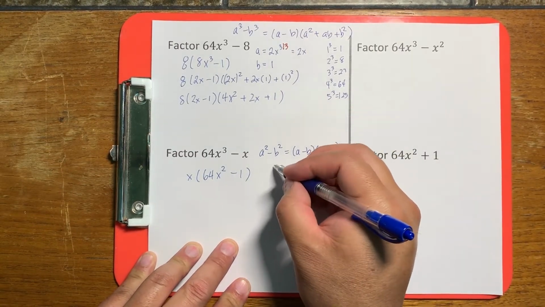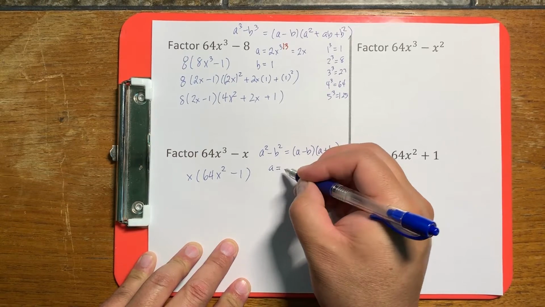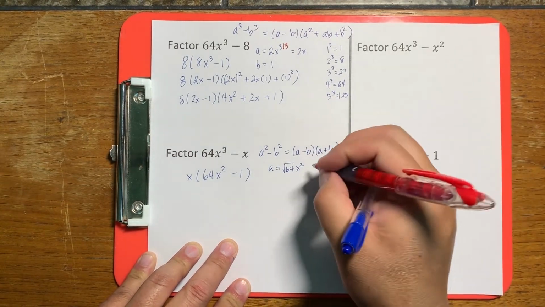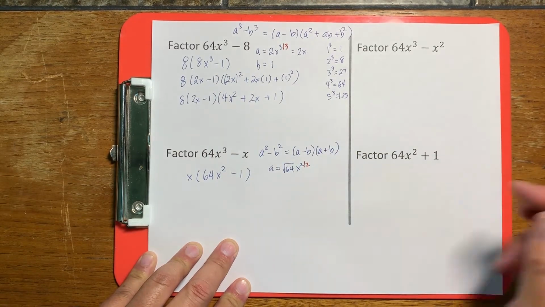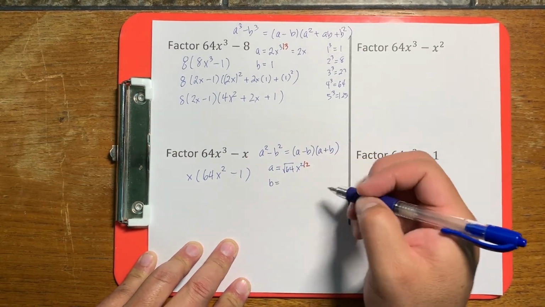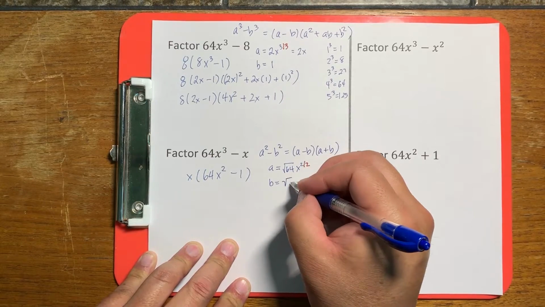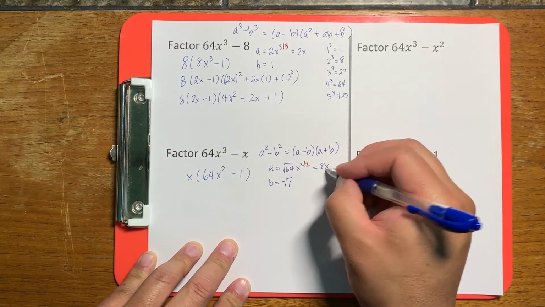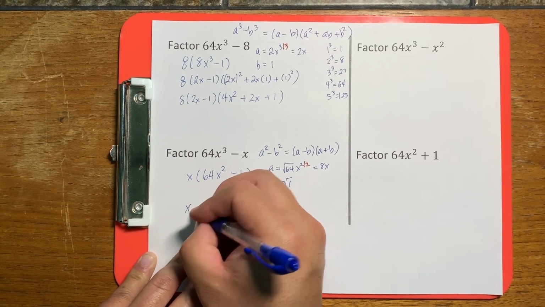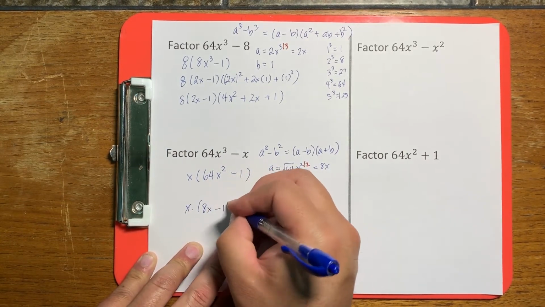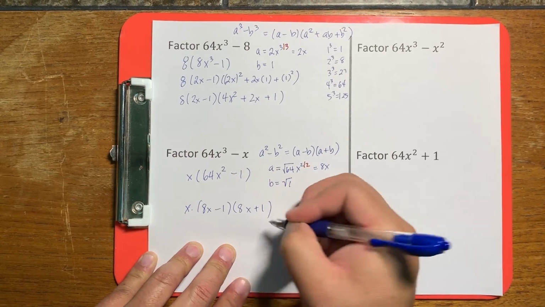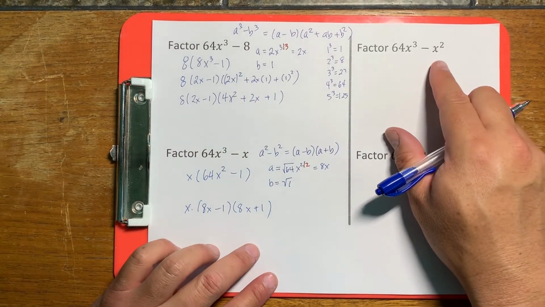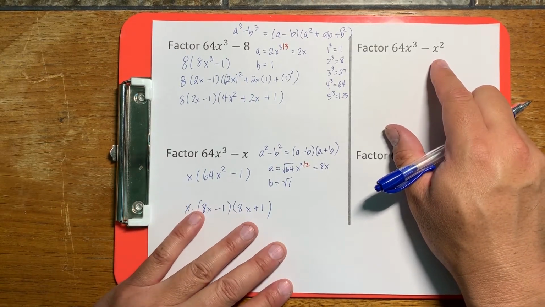So let's remember for this formula, a is equal to the square root of 64x squared, and we're going to divide that exponent by 2. And then b is equal to the square root of 1. So let's finish up. A is equal to 8x. So we'll get x times 8x minus 1, 8x plus 1. And then we're done. Now, this problem over here is so easy it's hard.